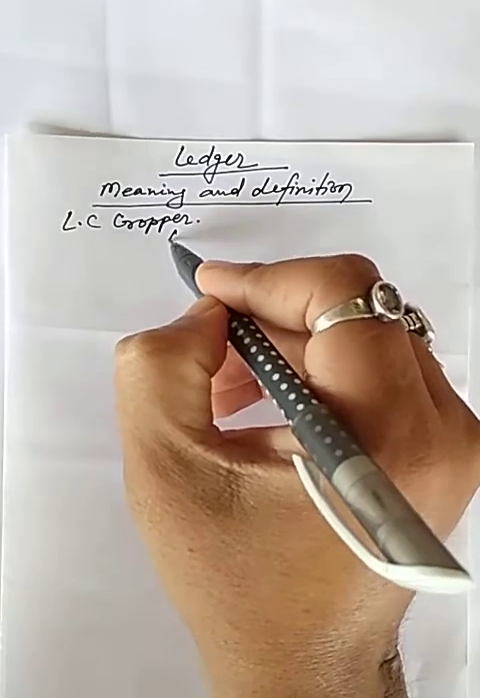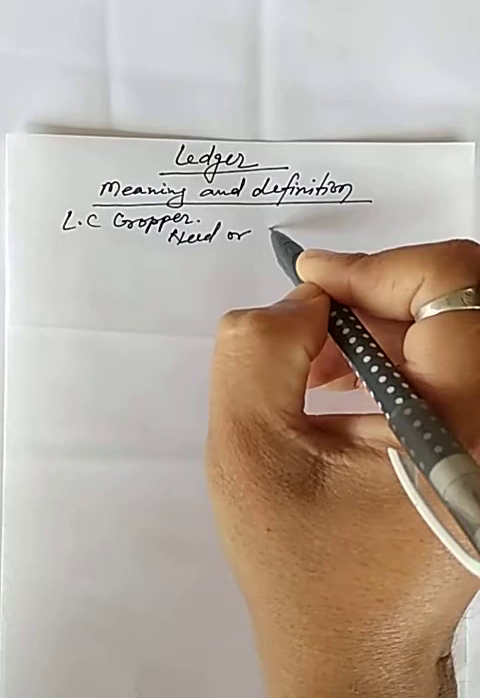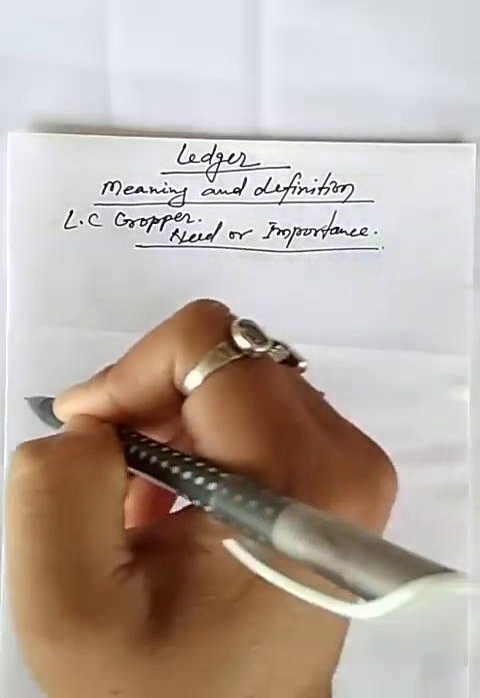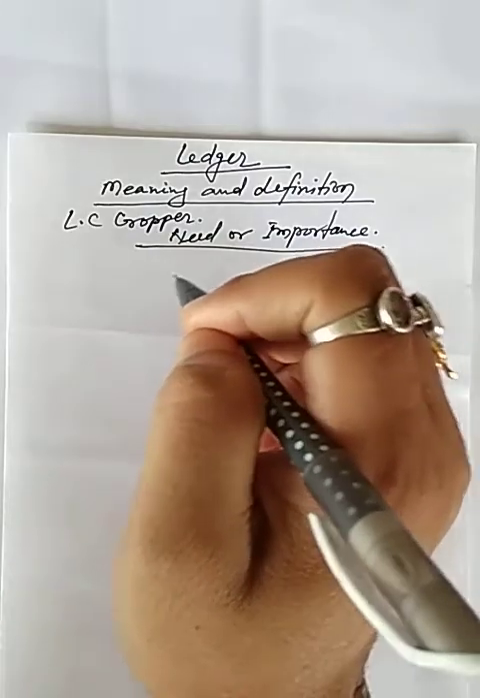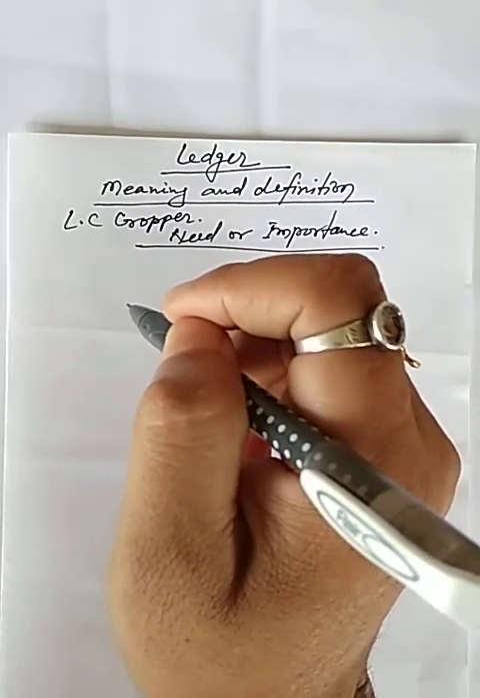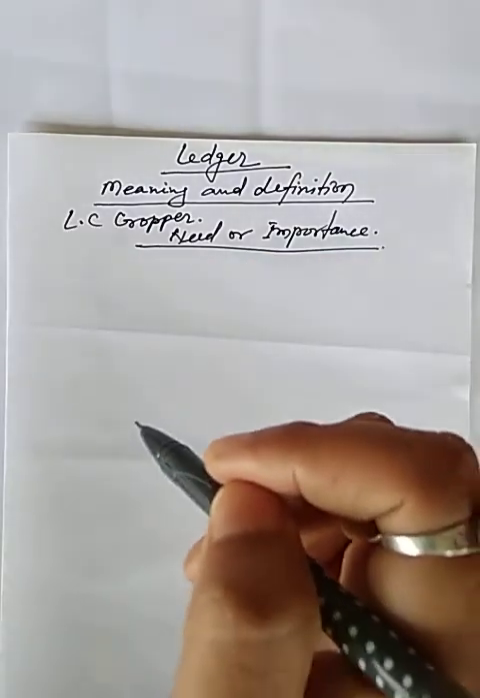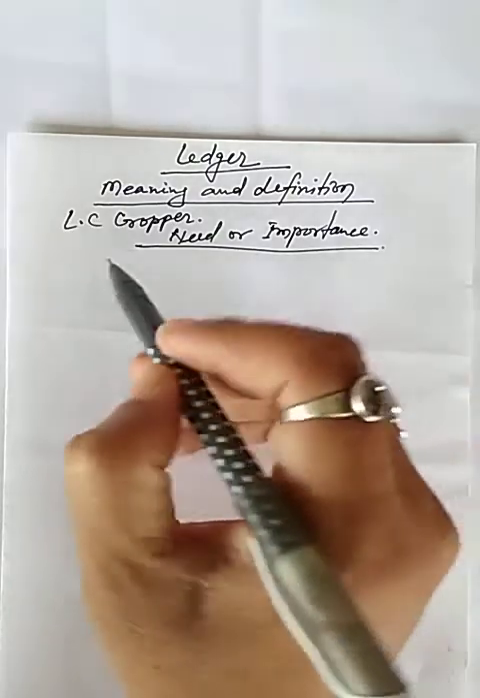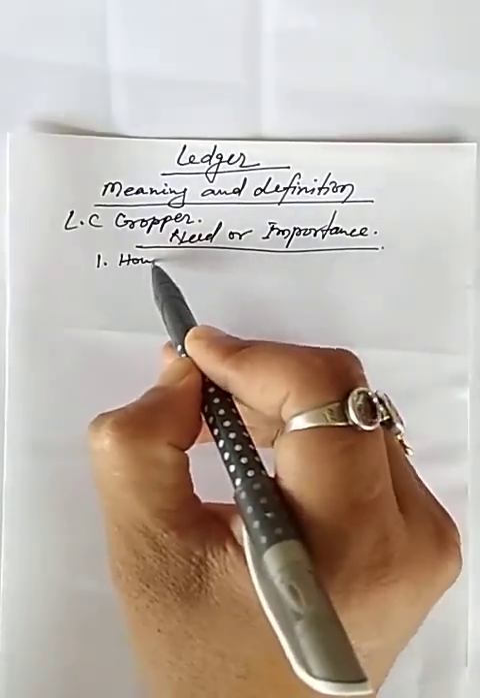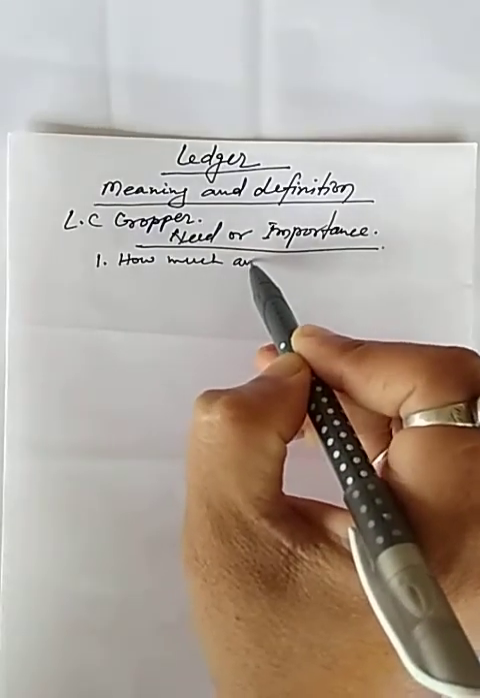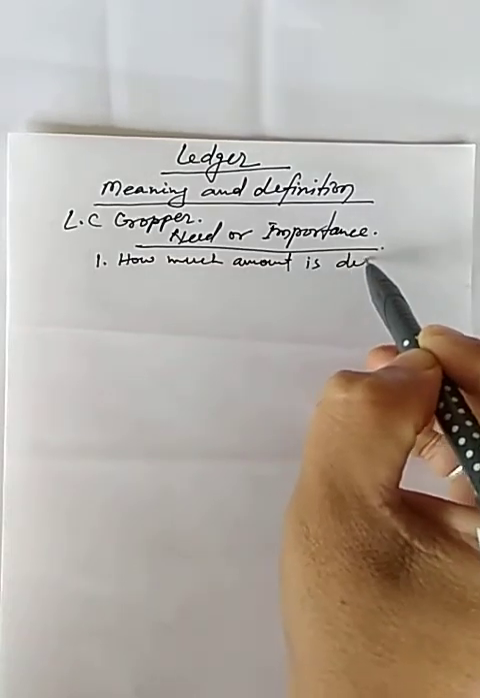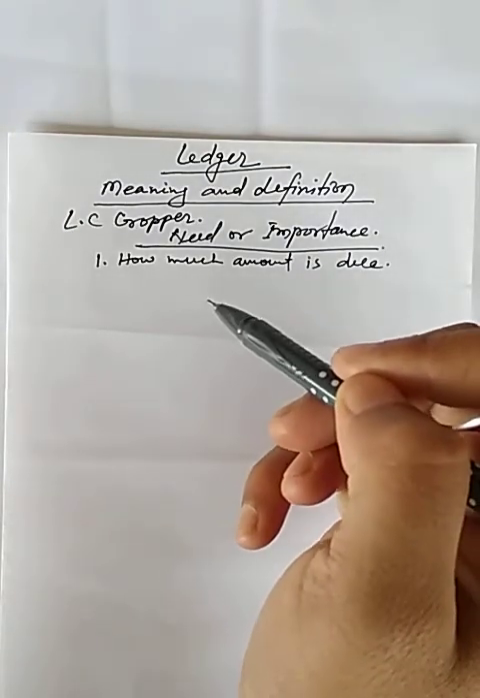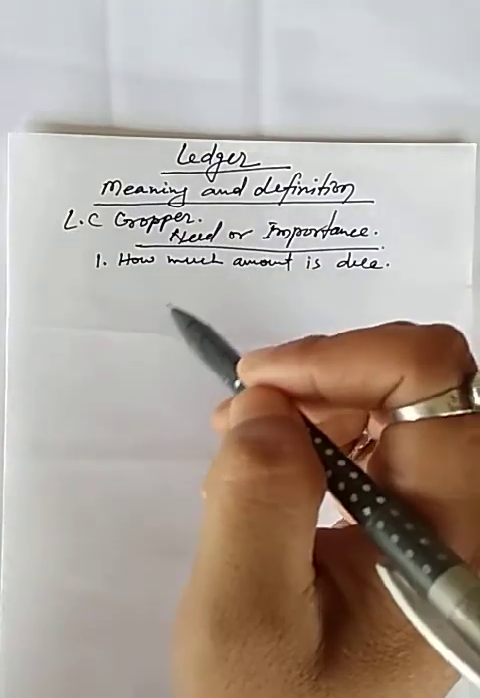Now, need or importance of ledger. The basic objective of accounting is to ascertain, first, how much amount is due from each customer, or how much the firm has to pay to each supplier.